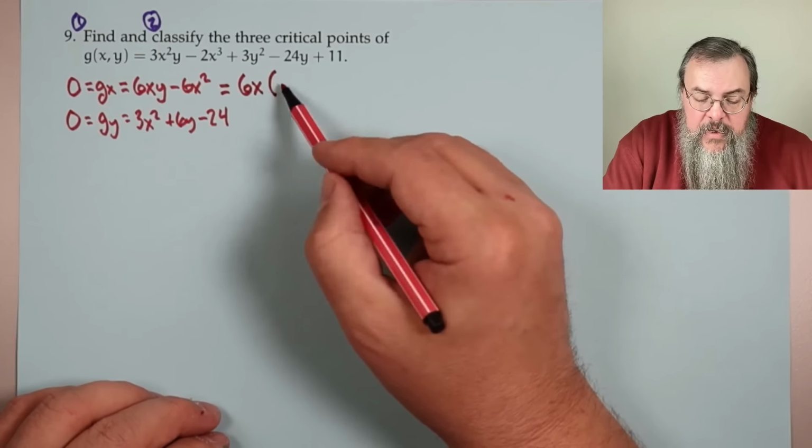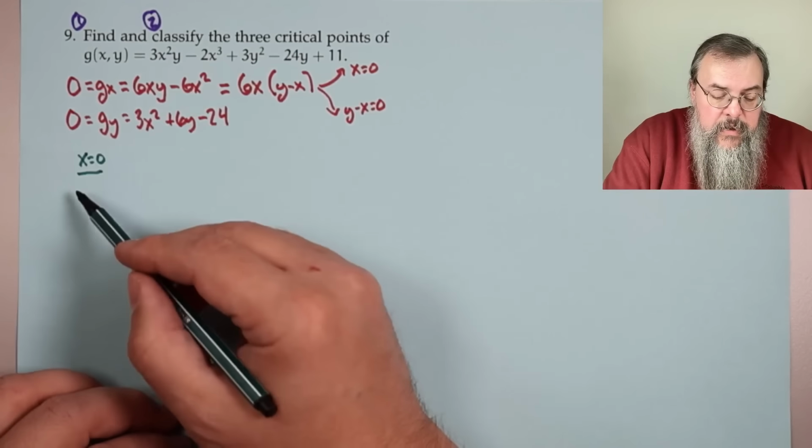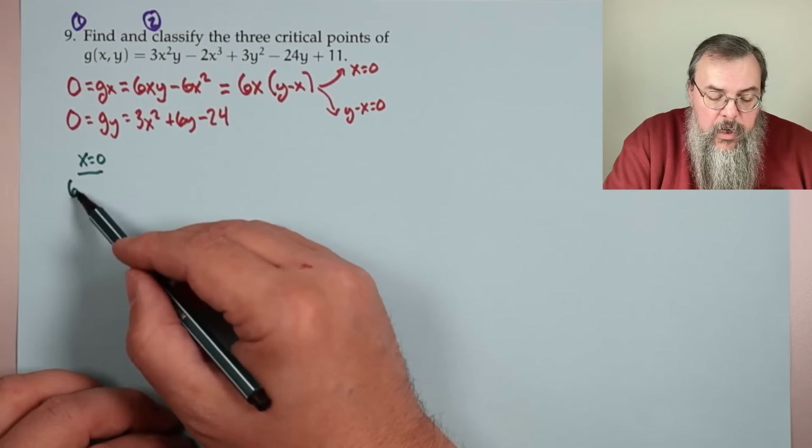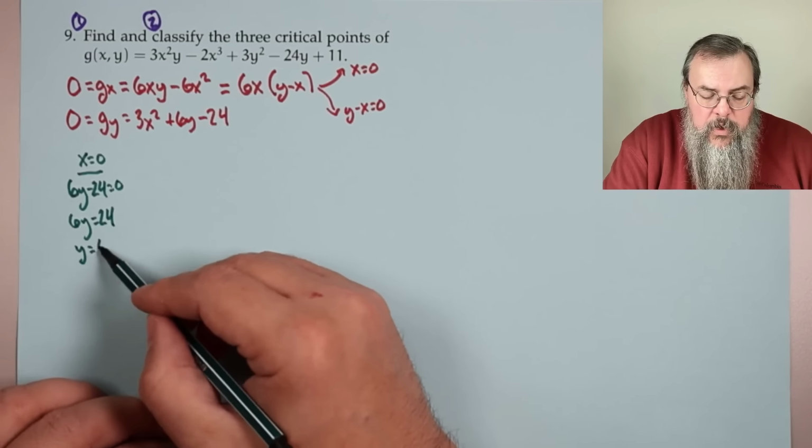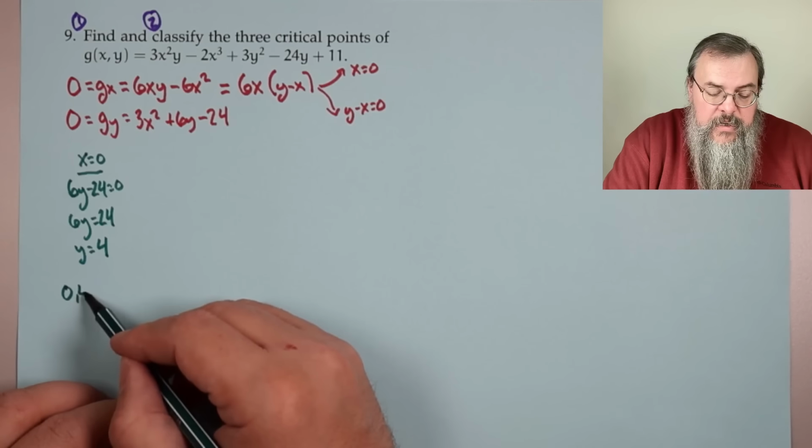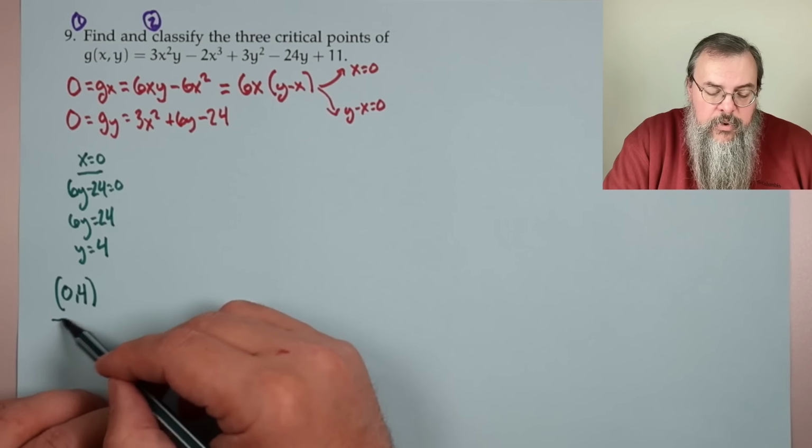The punchline is, as long as x equals 0 or y minus x equals 0, the first equation is true. And if neither of those is true, the first equation doesn't hold. So one of those has to be true. Suppose x equals 0. Now we know the first equation is good to go. What does it say about the second equation? Since x equals 0, that term goes away. It tells us that 6y minus 24 equals 0, or 6y equals 24, or y equals 4, which gives us 1 point, namely x equals 0, y equals 4: (0, 4). 1 point down.